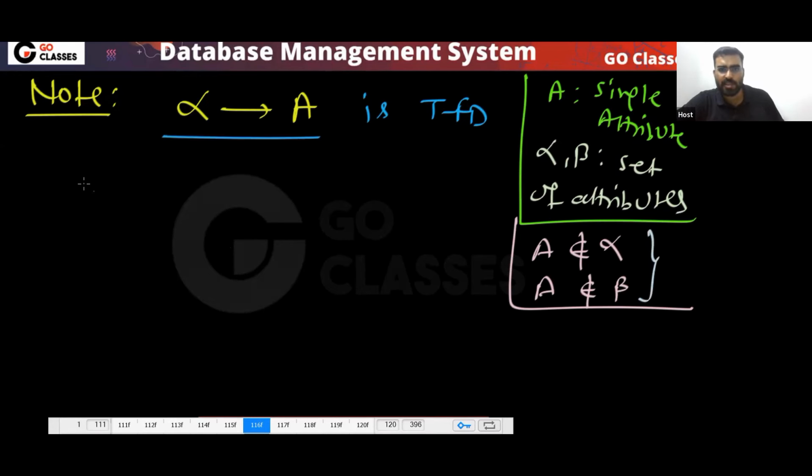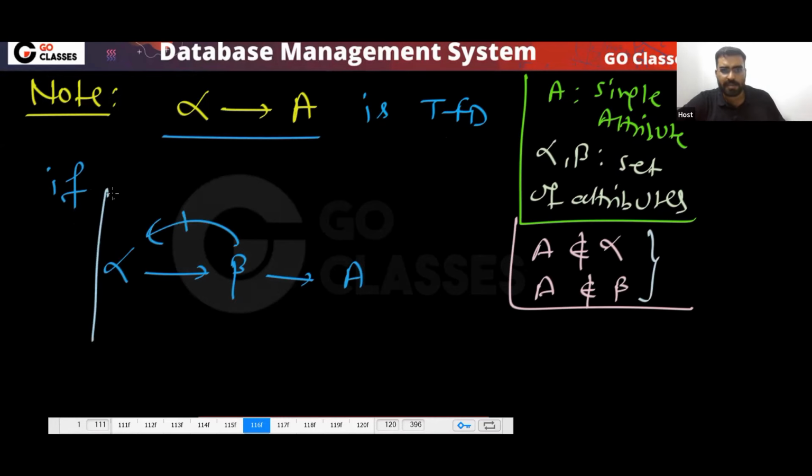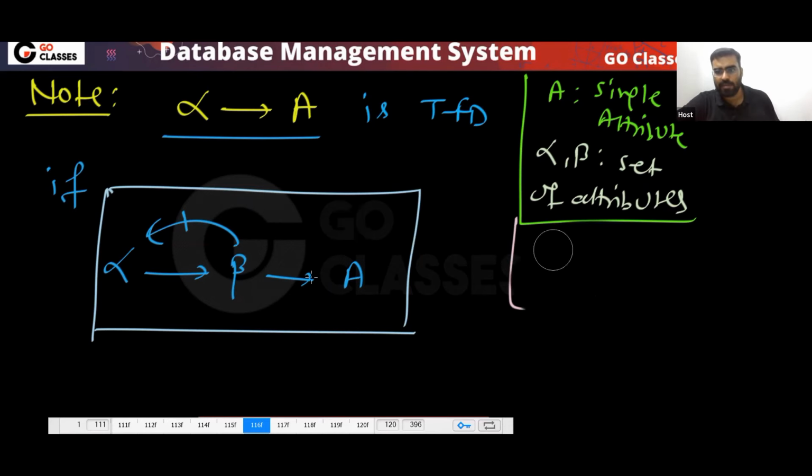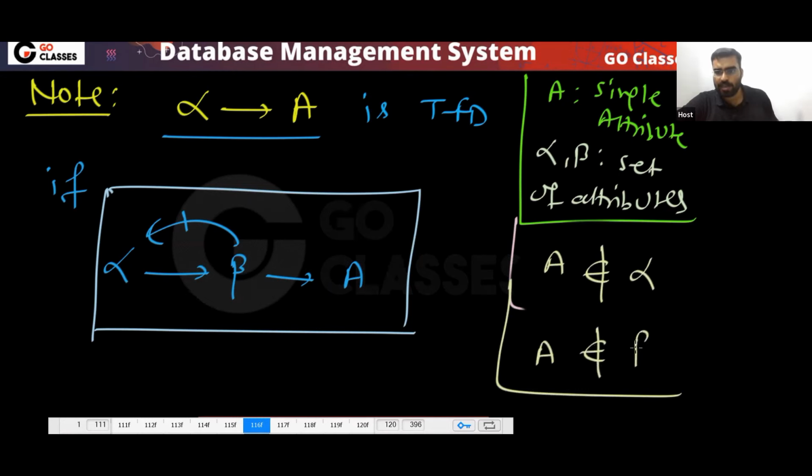Now, this is a transitive functional dependency. If this picture happens, if there is a middleman beta, then we say that this is a transitive functional dependency. So just apply the definition. Alpha, beta can be sets of attributes, but remember, beta should not imply alpha. And this A is not part of alpha, and this A is not part of beta.